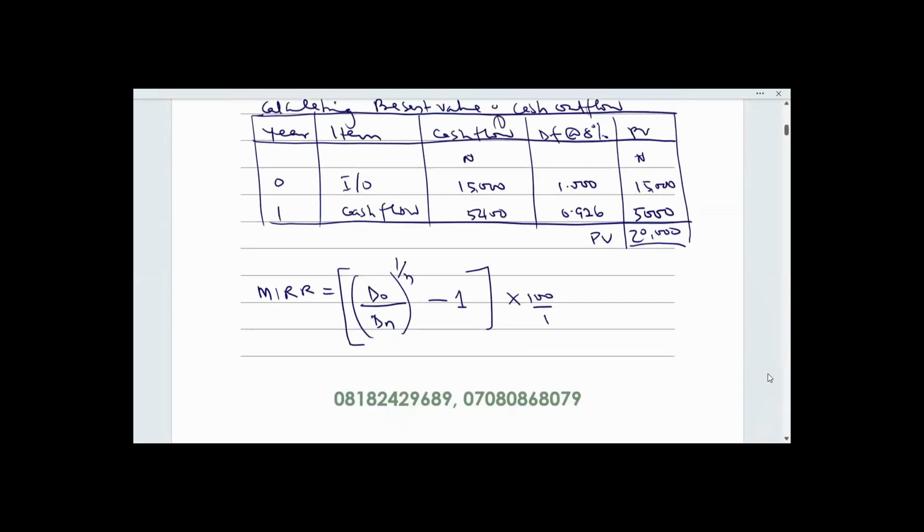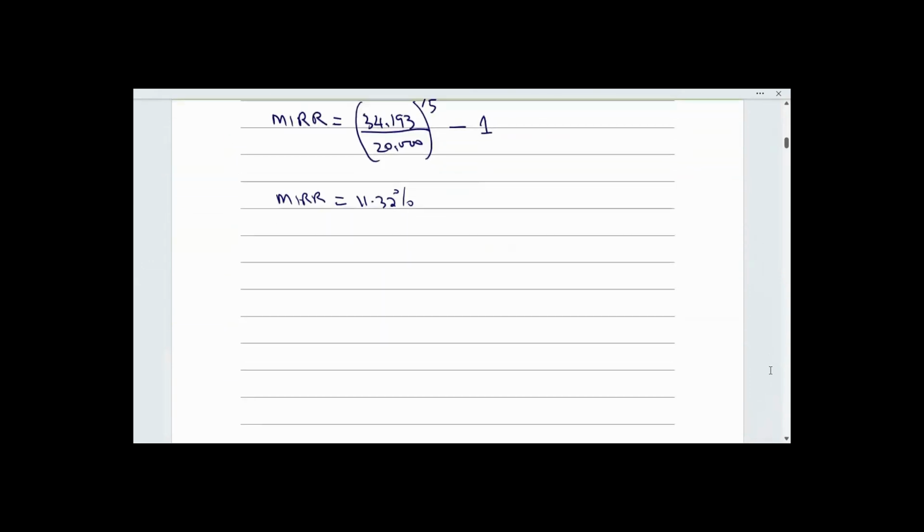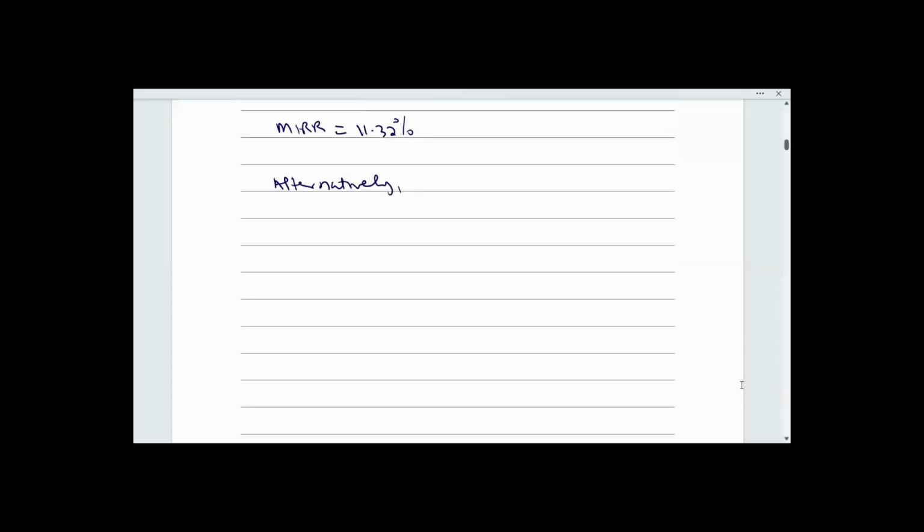So let's use the other method, which is present value method. So I can say alternatively, using terminal value, using present value method.